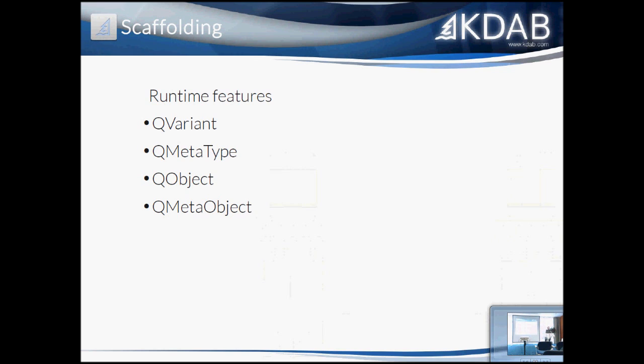Then there's the QObject and the QMetaObject. They're the basis of type introspection in Qt. So for a lot of the classes that you write yourself, you inherit from QObject and you inherit from QWidget. A QMetaObject will be backing that type and provides all the type introspection.